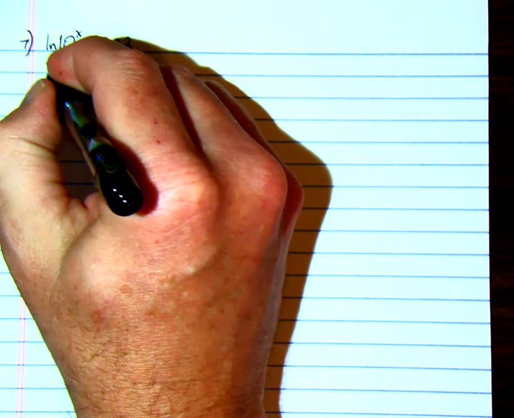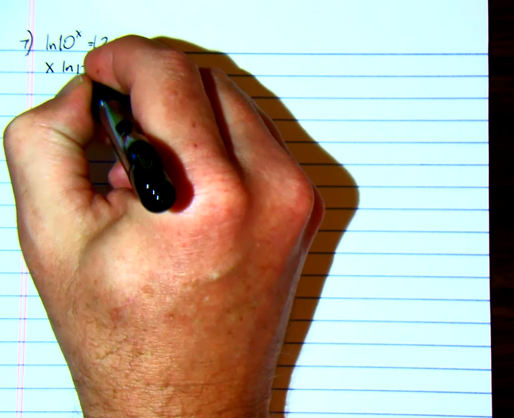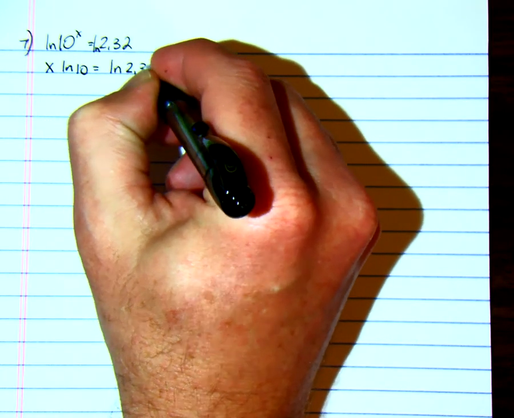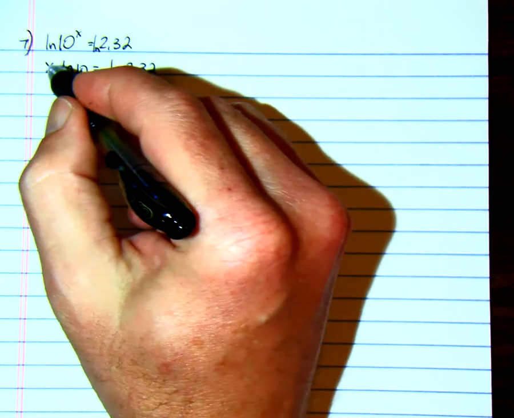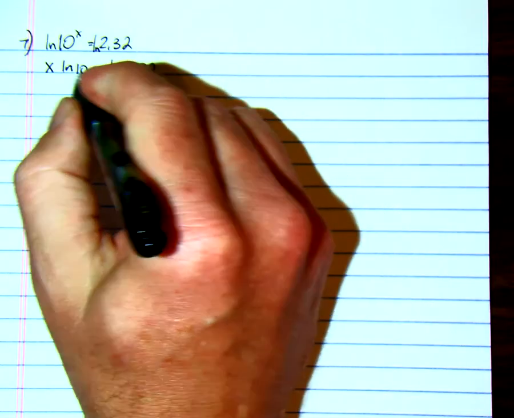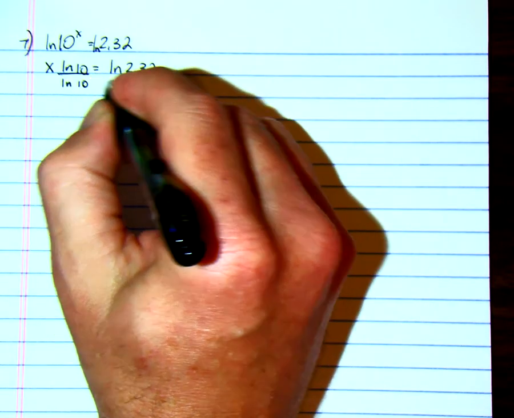So we're going to write this as x times the natural log of 10 equals the natural log of 2.32. That's all we did. We took the natural log of both sides. Because it's a natural log, we can take the exponent and write it in front. And now we can get that x all by itself by dividing by the natural log of 10.